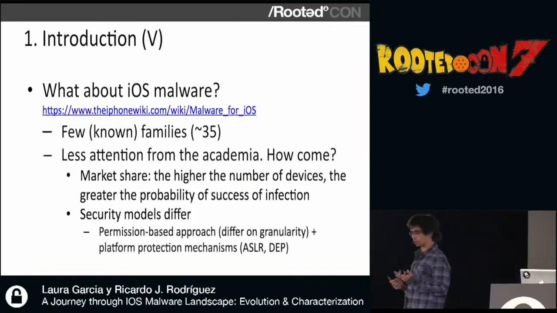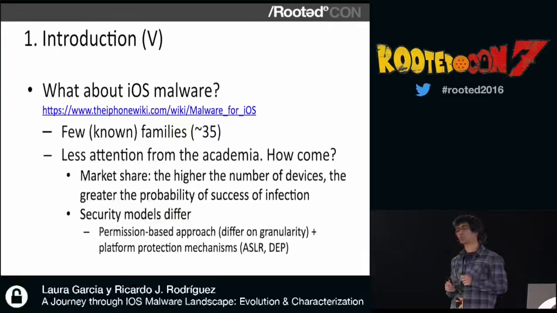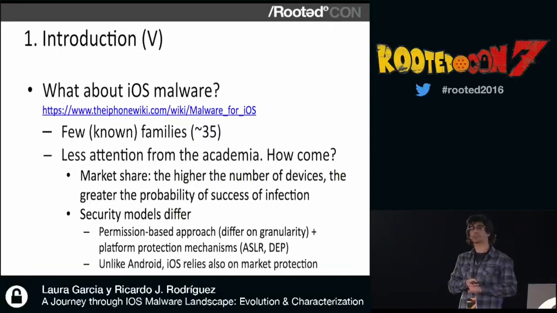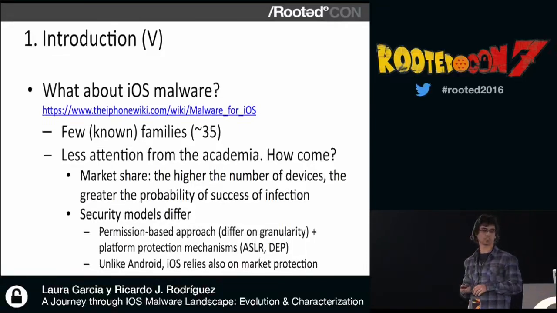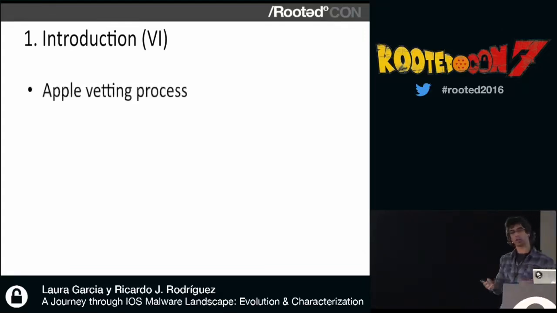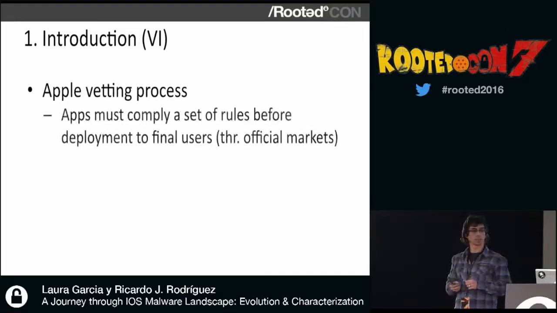They're similar because both have an approach based on permissions, with significant differences in the granularity of those permissions, and both platforms have mechanisms based on protections like ASLR and DEP. But unlike Android, iOS relies on protection from the market itself. What does that mean? What does market protection mean? Well, this is the app review, the app review from Apple, the vetting process they have in place in their own application store.